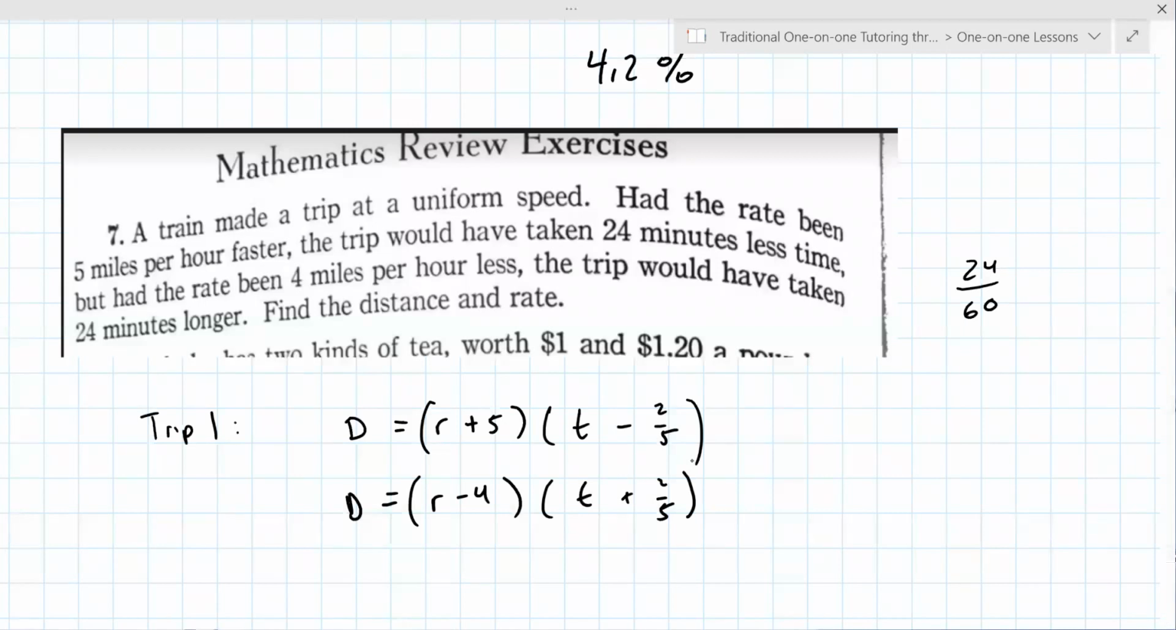We're missing another equation. Oh, so there's another one. Distance equals rate times time. There it is. Okay. That's sentence one. Sentence one is that one there. Okay. So you can set these equal to each other.